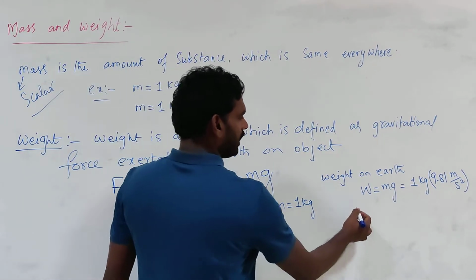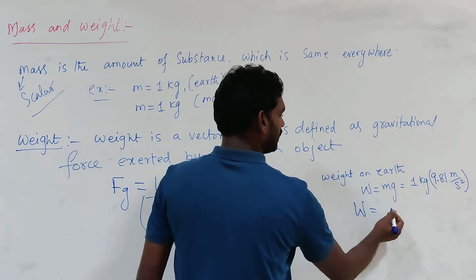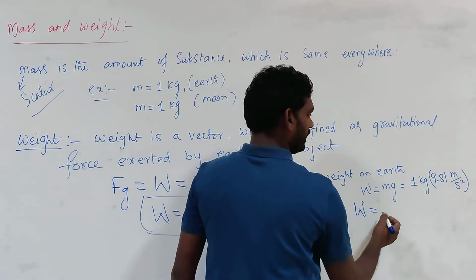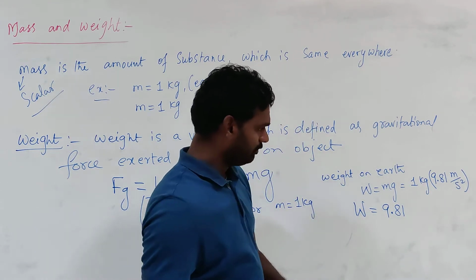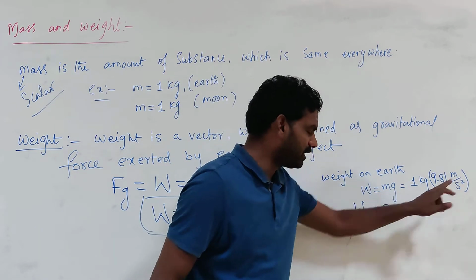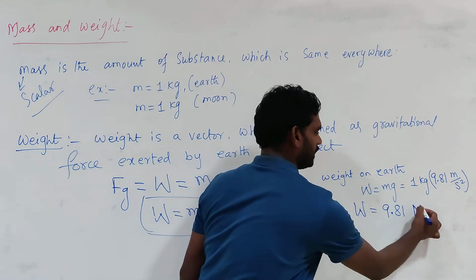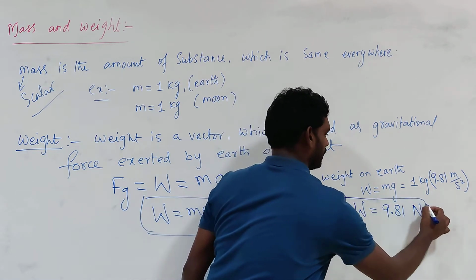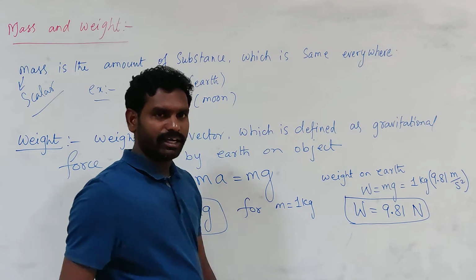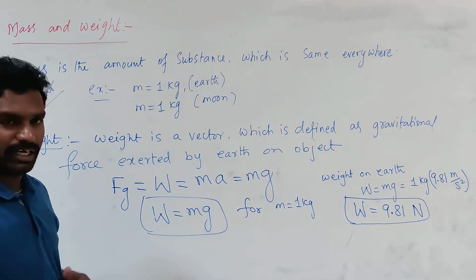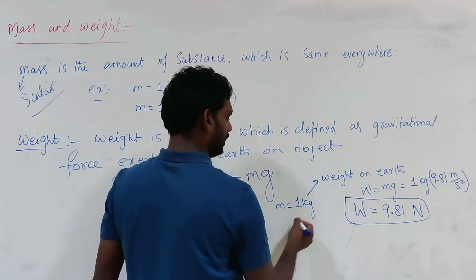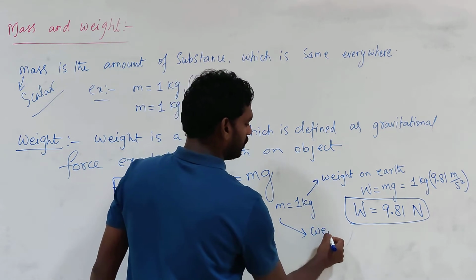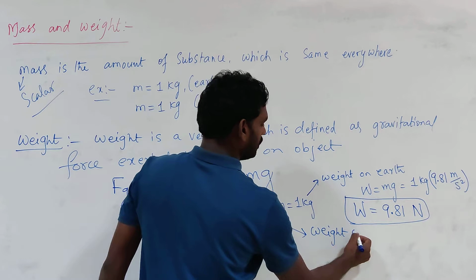So weight on Earth equals 1 into 9.81, which is 9.81 kg meter per second square, and that is nothing but newtons. So the weight of the 1 kg mass on Earth equals 9.81 newtons. Now for the same 1 kg mass, I am going to find the weight on the Moon.